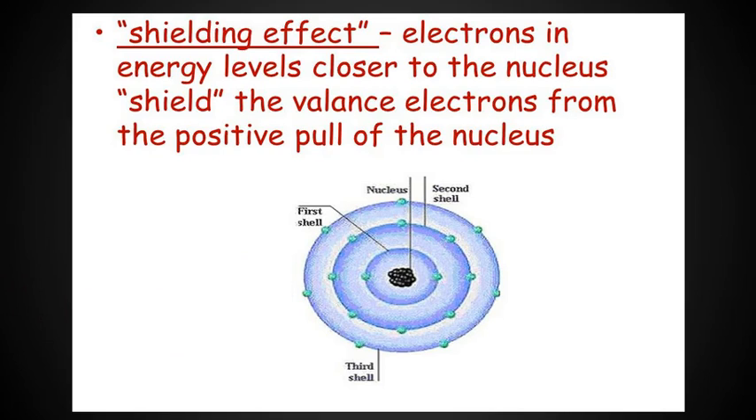Electrons in energy levels closer to the nucleus effectively shield the outside electrons, or the valence electrons, from the positive pull of the nucleus. So what this means is that if you look at an electron in the third shell, like right here, this electron is being shielded from the positive attraction forces from the nucleus. Remember that the nucleus is positive and the electrons are negative, right? So they're going to attract each other. However, there are other electrons in between the nucleus and that outside electron, and those inside electrons shield that attraction force.